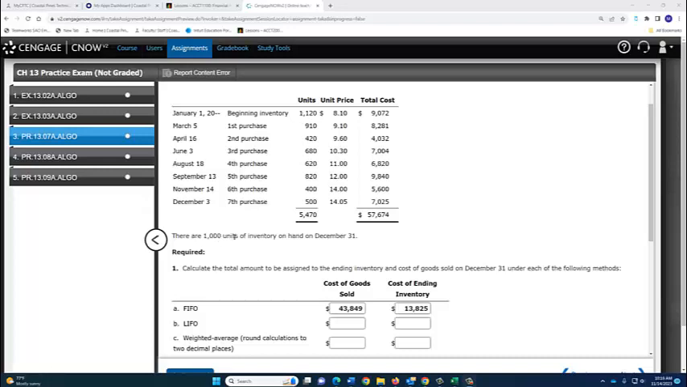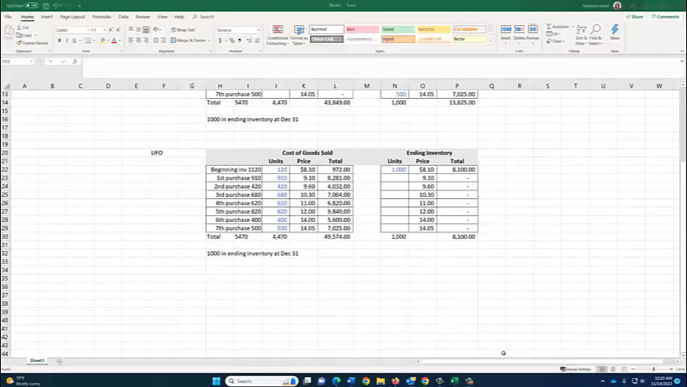Therefore, the 1,000 units of inventory on hand under LIFO is going to be the first 1,000 from our beginning inventory, our oldest inventory. The 4,470 that go in the cost of goods sold will be the last 4,470, starting with the seventh purchase here.